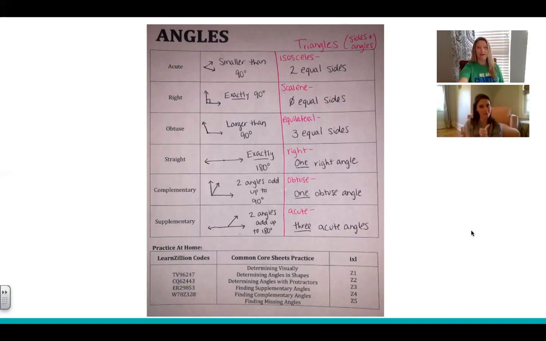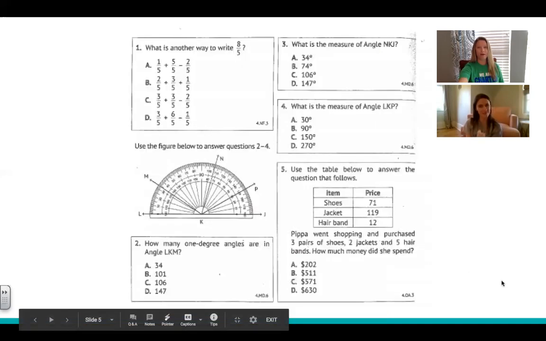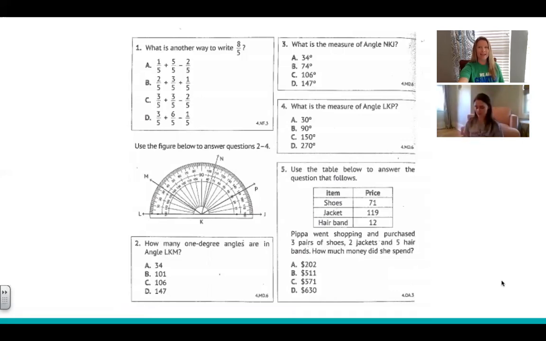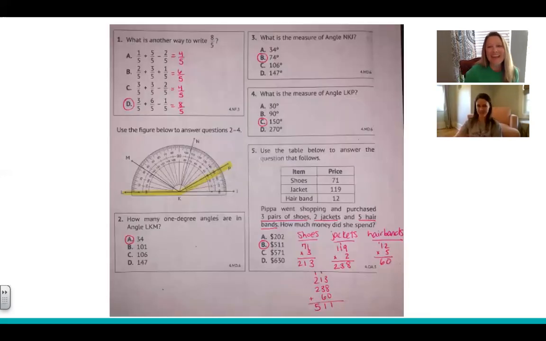Perfect. All right, so now we are hopefully unpaused, and you can flip to the back of that page and pause this again. All right, so here are the answers for the back side of the angle page.